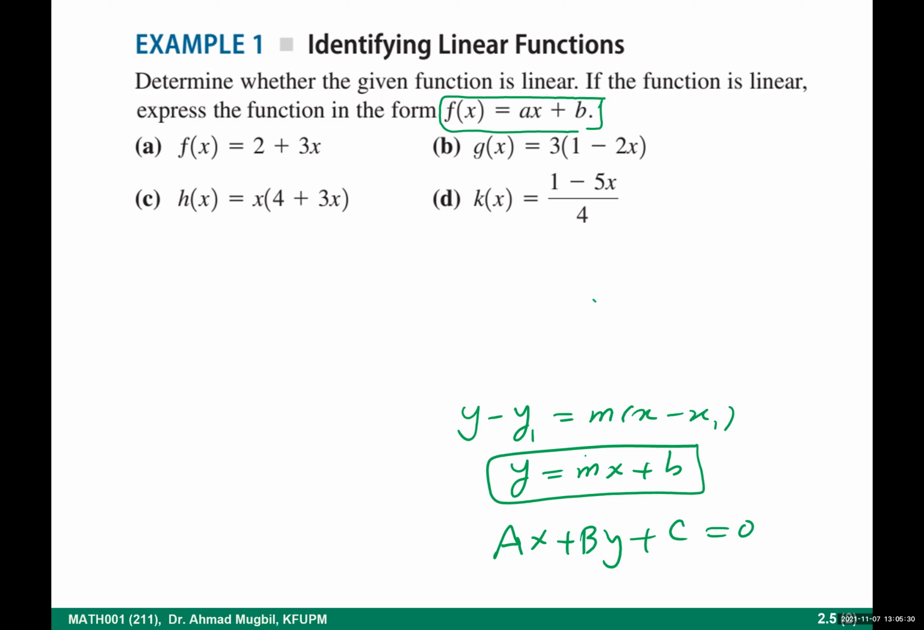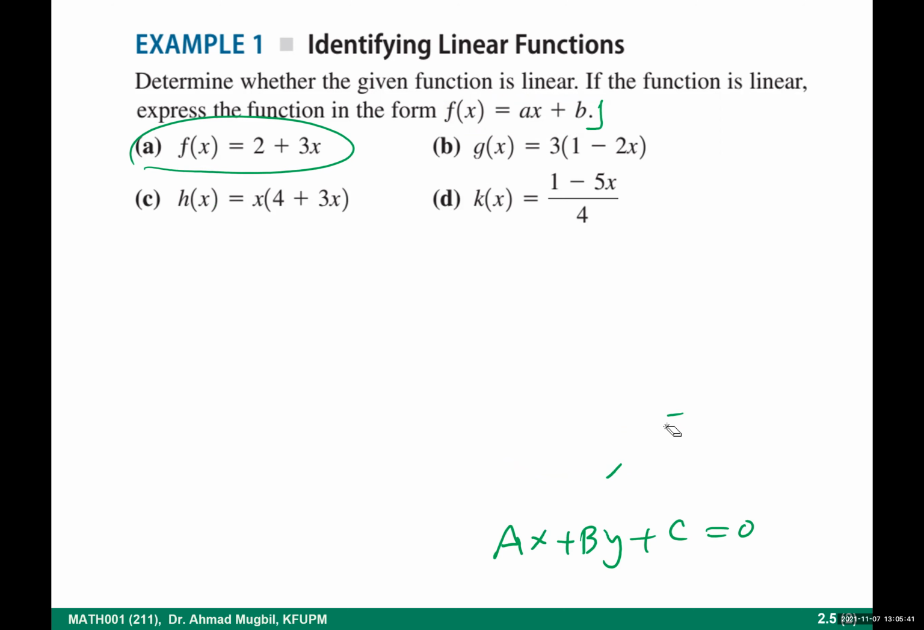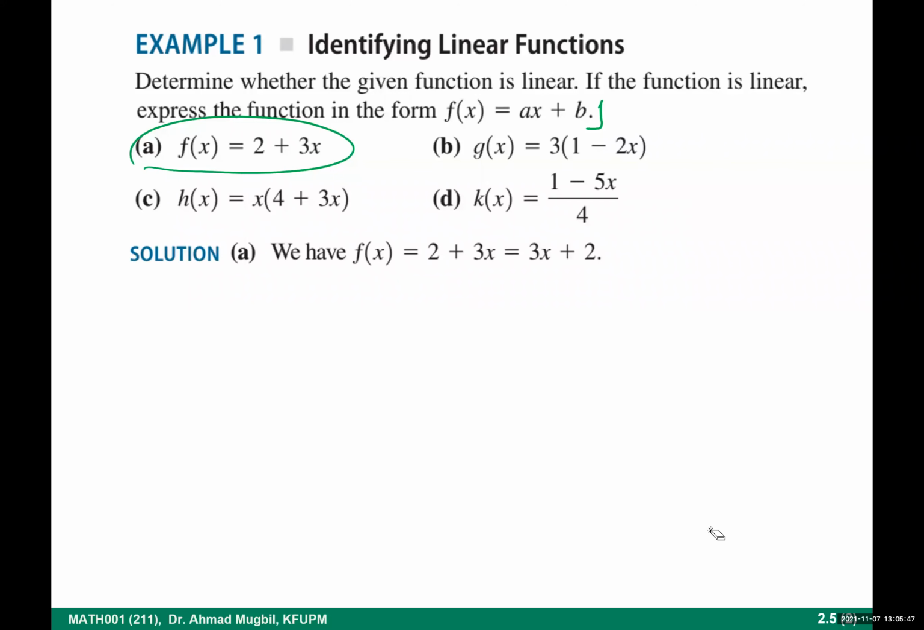So this is mx, here it is a. Now the first one, is it linear or not? What is a, what is b? A is 3, b is 2. So the slope is 3 and the y-intercept is 2. Write it in the standard form by rearranging the terms because addition is commutative. What about g?